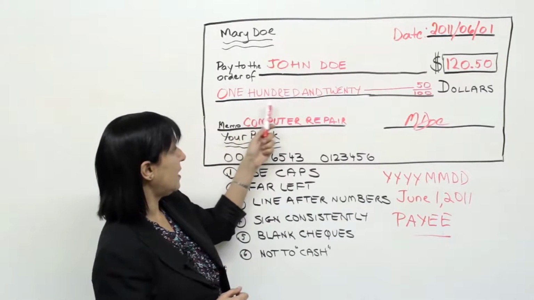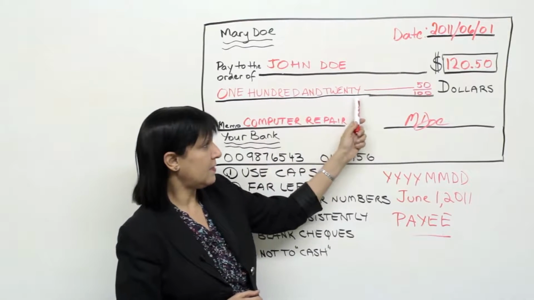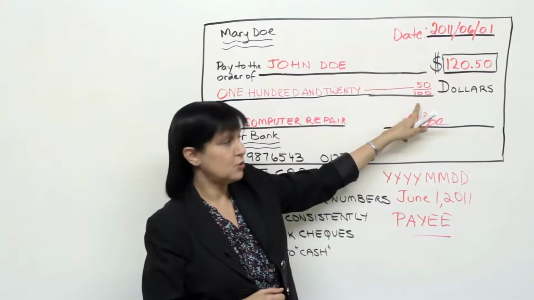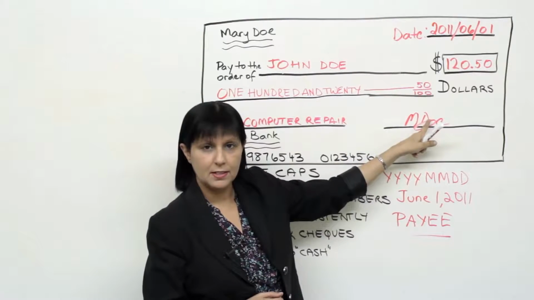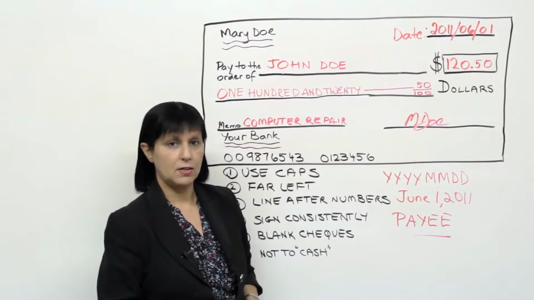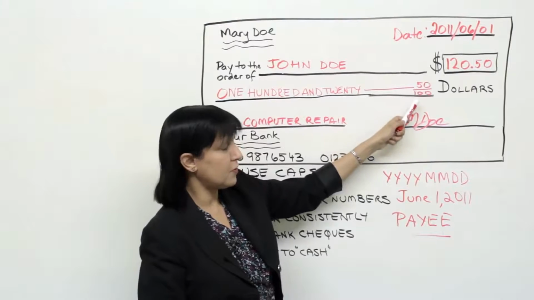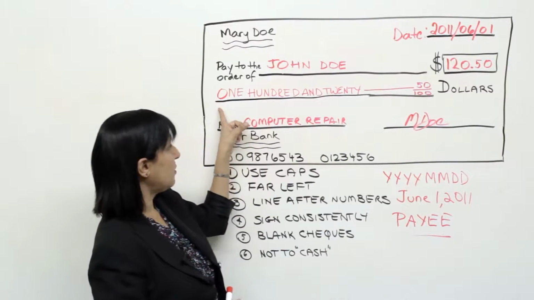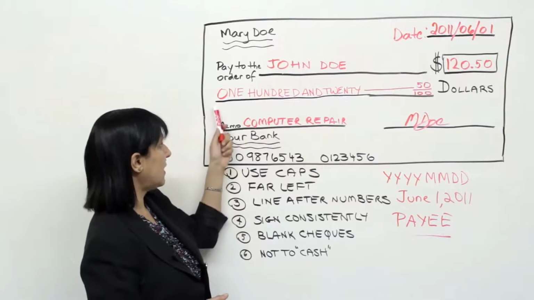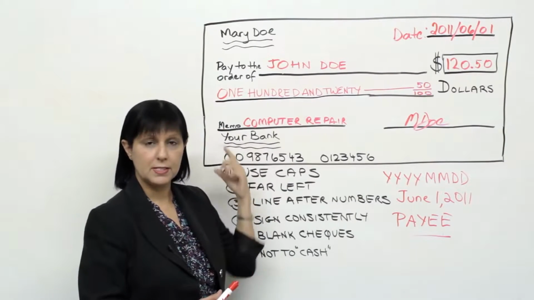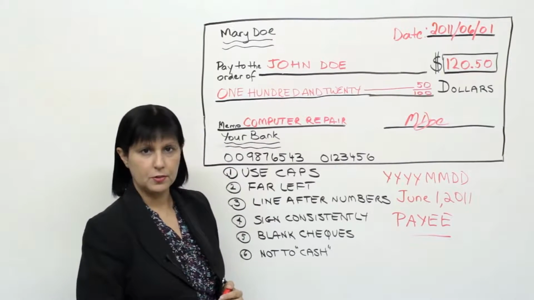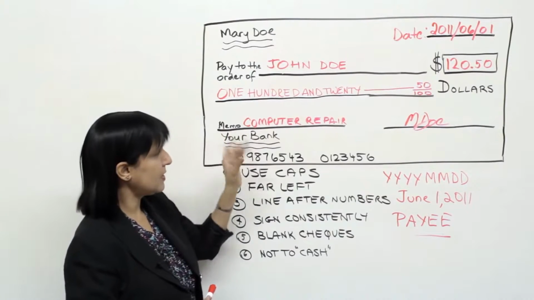So here we see 120, and then you should draw a line all the way to the end, again, so that nobody can add anything. And then we can see that we've written the cents over here, 50 over 100. Also important to start writing your numbers from the left-hand side so that nobody can add any other words on this line. Okay?